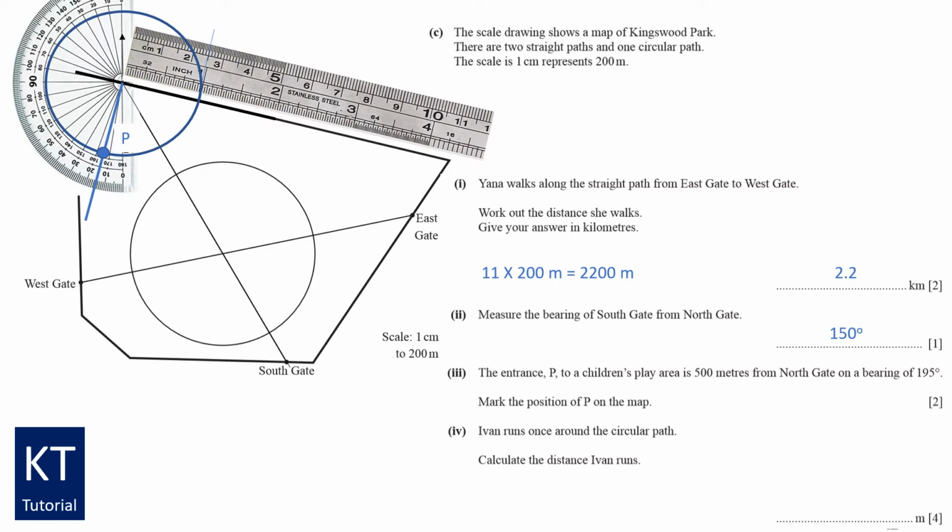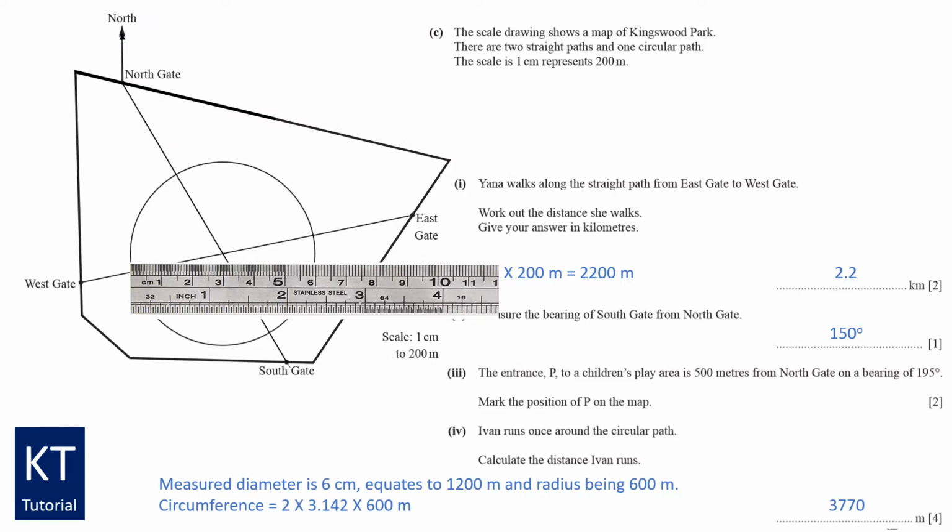Next, Ivan runs once around the circular path. Calculate the distance Ivan runs. With the measured diameter being 6 centimeters, this equates to the diameter being 1,200 meters. This implies that the radius is 600 meters and its circumference can be calculated by the formula 2 pi r with the radius being 600 meters.